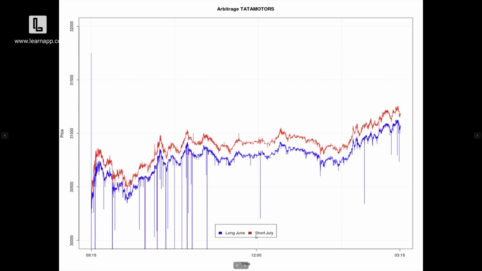So this is basically long June and short July. As you can see, there are huge spikes which might not be visible in the retail trading platform. Huge spikes as in the price actually goes down somewhere to around 300. So the stable price level for June is somewhere between 305 to 310. But in between it falls to between 300 to 305.